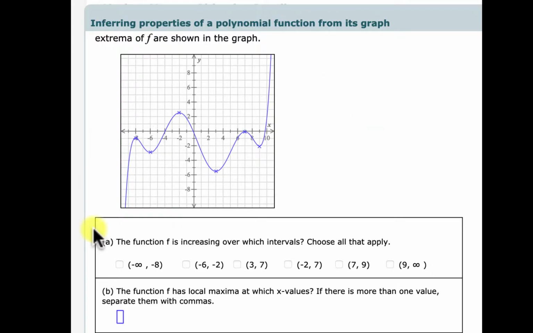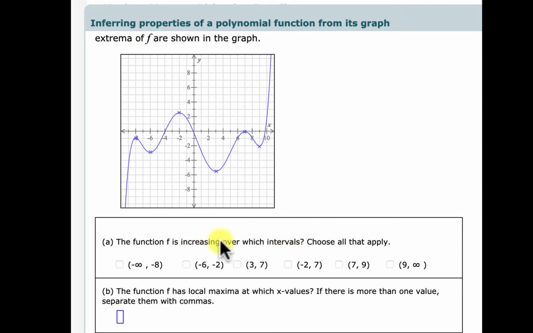So we're reading the graph from left to right. When we see the word "the function," think y values. So if it says the function is increasing, that means the y values are increasing. If it says the function is decreasing, that means the y values are decreasing. When it says "over which intervals," that means where is it increasing.